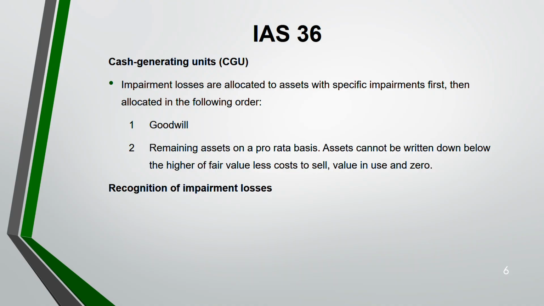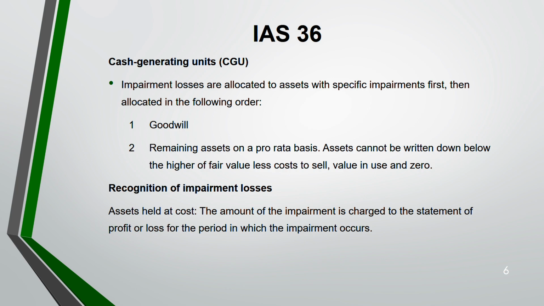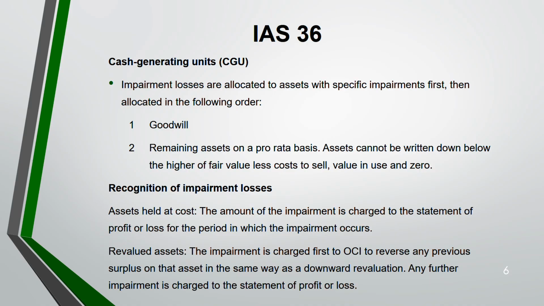Now, how do you recognize impairment loss? Assets that are held at cost. If you are using a cost model, then your amount of impairment will go in your statement of profit and loss. Okay. If it's a revalued asset that has been impaired, then your impairment will first be charged to OCI to reverse any previous surplus on that asset in the same way as a downward revaluation. Then further impairment will be charged to profit and loss. Same way how a downward revaluation works.